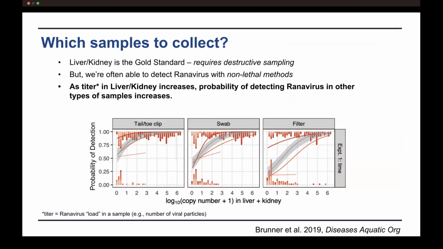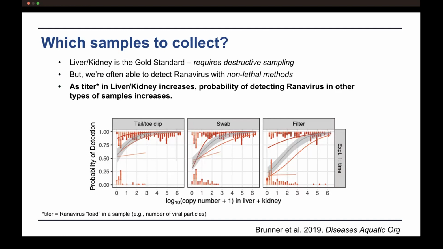So which sample of all of these do you want to collect? Well, conventionally, liver, kidney, and spleen have been the gold standard, but this requires destructive sampling. So on one hand, you may have a moribund or a deceased individual that you want to see if they were infected with the ranavirus. And so in that case, euthanasia, or they're already deceased, so it's not that hard to collect these tissue samples. But if you're doing surveillance, you might not want to do destructive sampling for obvious conservation reasons.